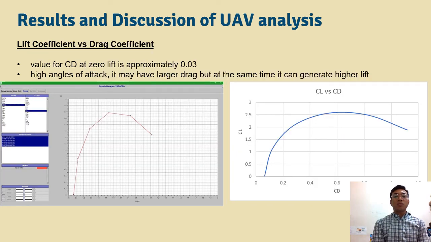Next, we proceed with lift coefficient versus drag coefficient. The drag polar, lift coefficient versus drag coefficient curve, can be seen in the figure in the slide. The curve shows the value for drag coefficient at 0 lift is approximately 0.03. This is the minimum drag coefficient at 0 lift, and it is also observed that at high angle of attack, it may have larger drag, but at the same time, it can generate higher lift.